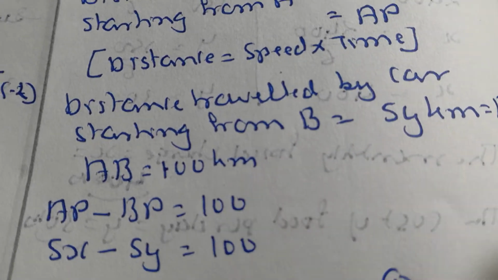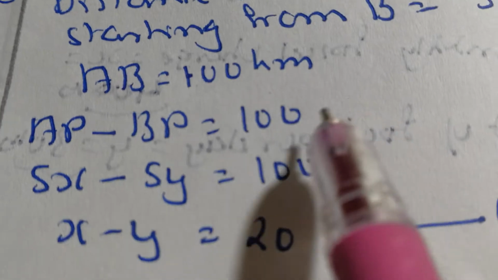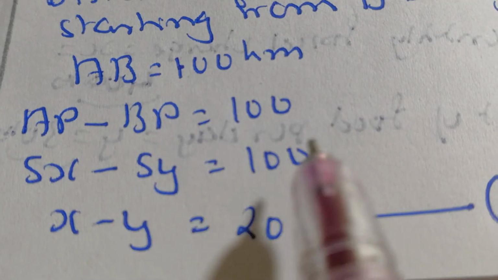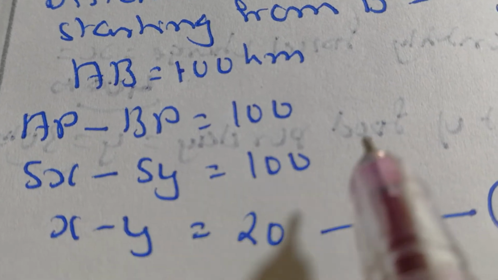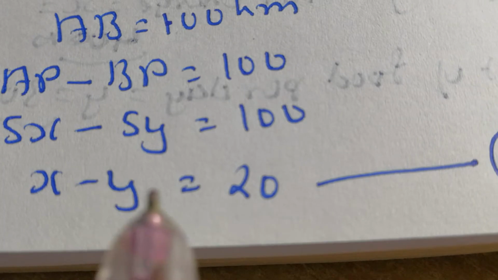So AB is equal to 100. Total distance was 100, that is AP minus BP is equal to 100. So AP was 5x and BP was 5y. So 5x minus 5y is equal to 100. I am taking 5 common, so it becomes x minus y is equal to 20.